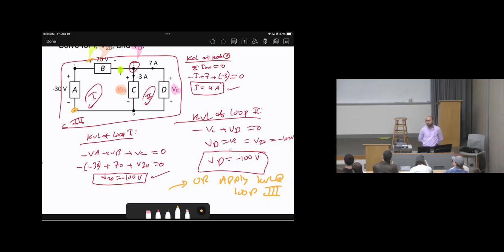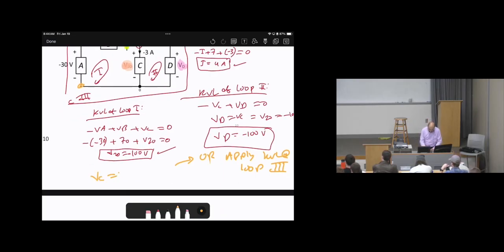So there is another way. Yes, are you referring to VC and VD, because they're parallel? Yes, parallel. That's what I'm looking for. VC and VD are actually in parallel, and parallel means sharing the same voltage. Therefore, there is no need to say KVL at loop 2 or loop 3. You will say VD equals VC because they are in parallel. That's it. So again, all of these three ways are fine, and all of them are correct. So VC equals VD because they're in parallel.